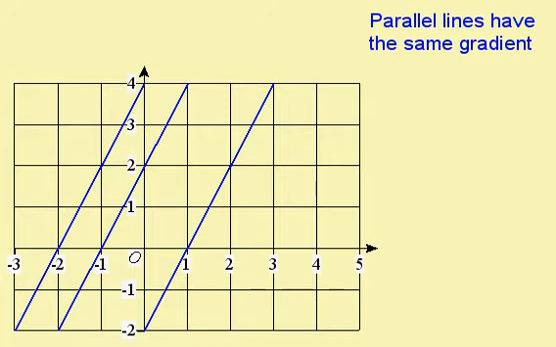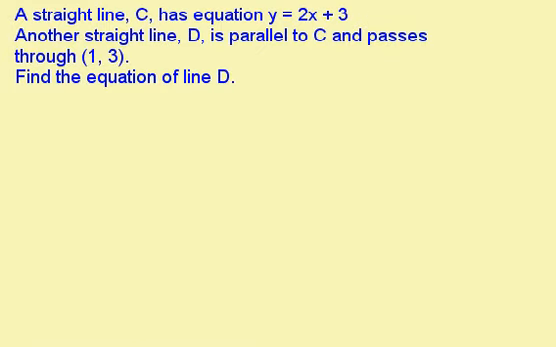Another thing we need to remember is that parallel lines always have the same gradient. Looking at these parallel lines here, I can see that the gradient of this one is across 1 up 2, so the gradient is 2. This one is also 2, and this one is also 2. The equation of all straight lines takes the form y equals mx plus c. I'm told that the straight line I'm looking for is parallel to this straight line, so I know that the gradient must be 2. So I have y equals 2x plus c.